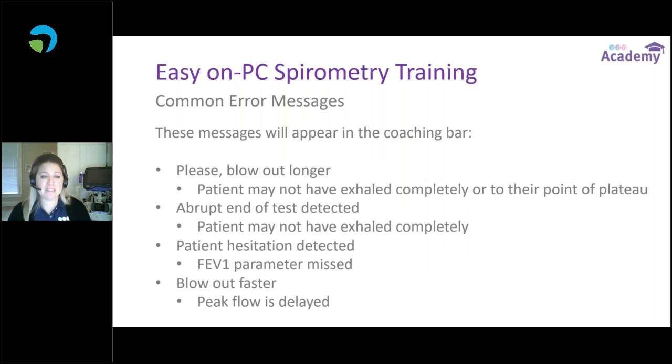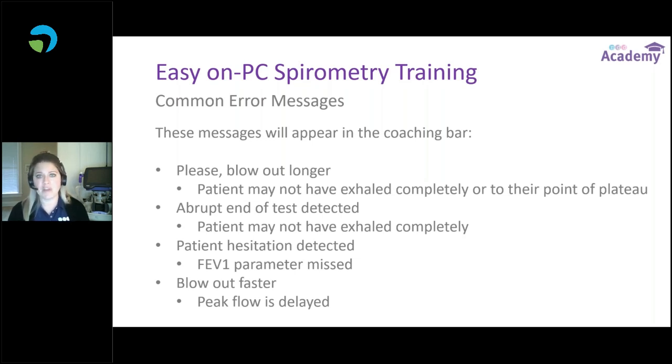So, common error messages. We tried to pick out what we hear from our customers the most. These are the 4 most common errors that can pop up in that coaching bar between trials. The first one, blow out longer. Your patient may not have exhaled completely to their point of plateau. The device still sensed that maybe there was some air coming out of their mouth. Next, an abrupt end of test detected. The patient will not have exhaled completely during this. We see this one a lot if a patient coughs in the middle of a maneuver. They cough, they take the device out of their mouth, and obviously that test was not carried out to completion. So you're going to get that abrupt end of test detected message.